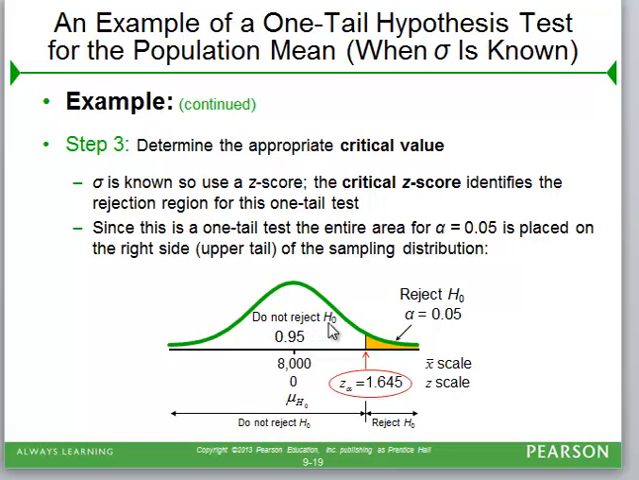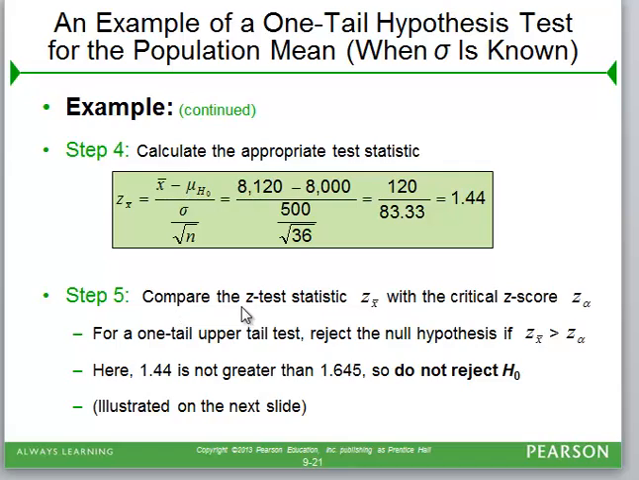So that is actually the next step. The next step is to compare the z test statistic, the z value for the sample mean, with the critical z-score, the critical value. For a one-tail upper-tail test, reject the null hypothesis if the z-score for the sample mean is greater than the critical value. However, here 1.44 is not greater than 1.65, so do not reject the null hypothesis.